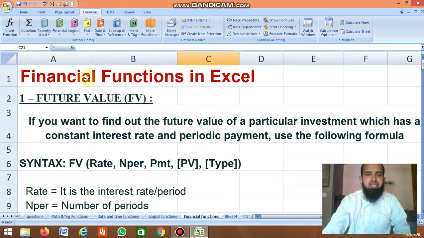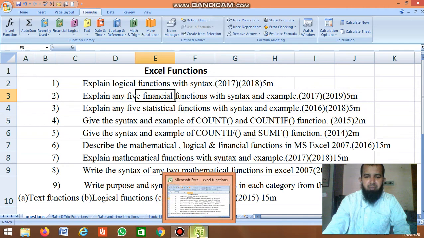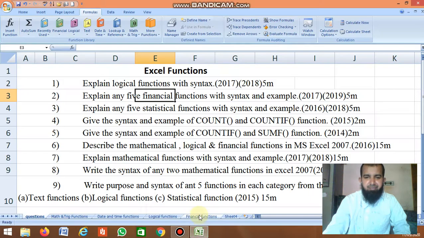Next function in MS Excel is financial function. Financial function is very important. If you see the question papers, it asks in 2016 for 5 marks, and in 2017 and 19 question papers also ask for 5 marks. Okay, so it's very important. Let's see some 5 functions here.